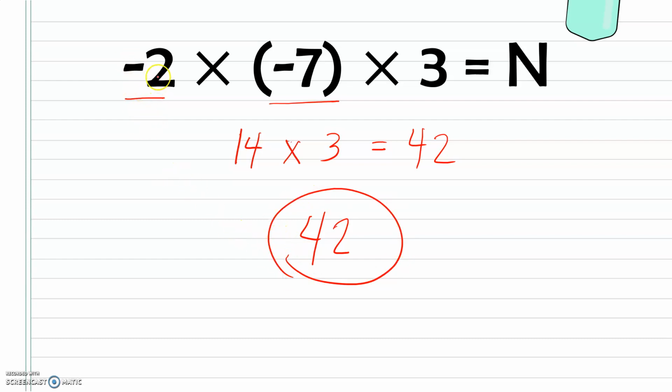Also, if you multiply negative 2 and negative 7, this will be equal to a positive 14. Because negative times negative, you have two factors which are negative, that means it will result in a positive integer. Then when you multiply positive 14 by positive 3, since both of them are positive, there's no negative integer here, so the result will be a positive integer.